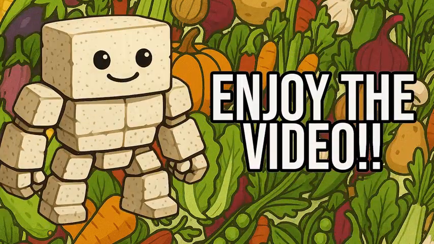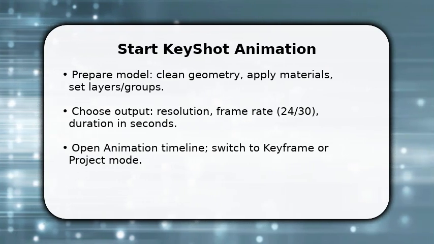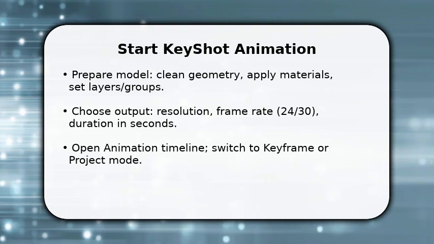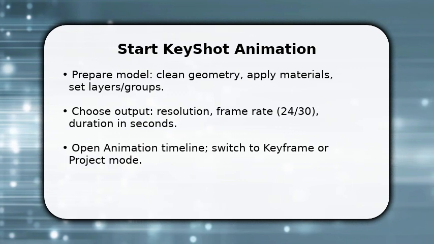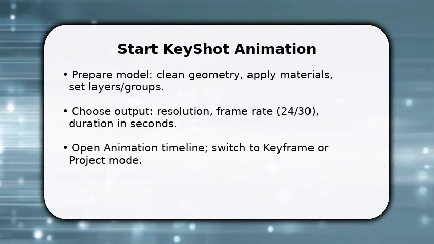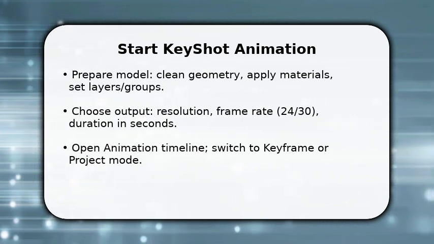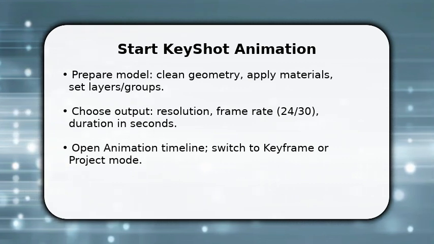Please enjoy the video. You begin by loading a finished model and confirming units and materials so animation behaves predictably. Next, set your output resolution and frame rate, 24 or 30 FPS, then decide overall duration. Once done, open Keyshot's animation timeline and pick keyframe mode for object motion or project mode for camera paths.